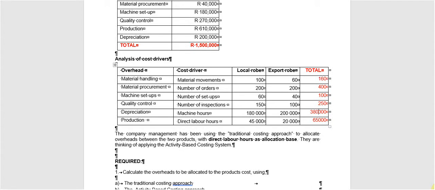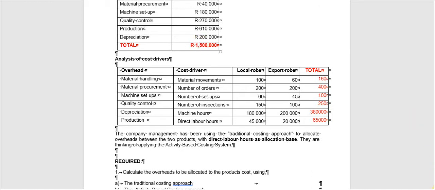So the company's management has been using the traditional costing approach to allocate the overheads between the products, and they use direct labor hours. They use the direct labor hours as an allocation base, because remember, in traditional costing, we take the sum of all the overheads, which in this instance is 1.5 million, and we need to divide it by only a single cost driver.